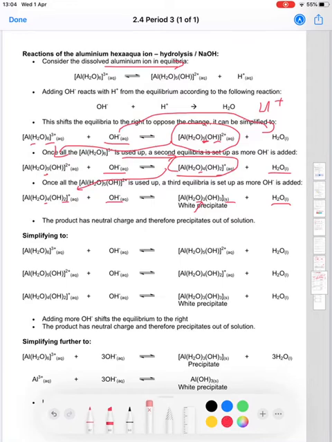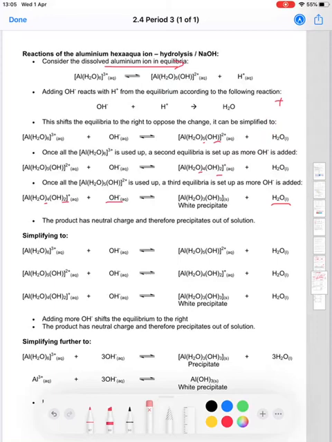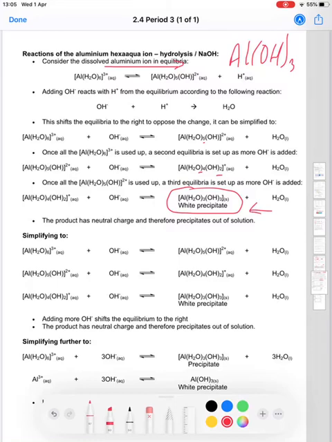Which, if I clear all this mess up here, so these are the stages that I've just gone through. Because it has no charge, it can't be surrounded by any of the waters. Basically, if it hasn't got a charge, it is insoluble. So what we get now is this. We get this white precipitate of aluminium hydroxide, which we often write as Al(OH)3. But what it really looks like is this here. Okay? So we can write it out like I've kind of done here.